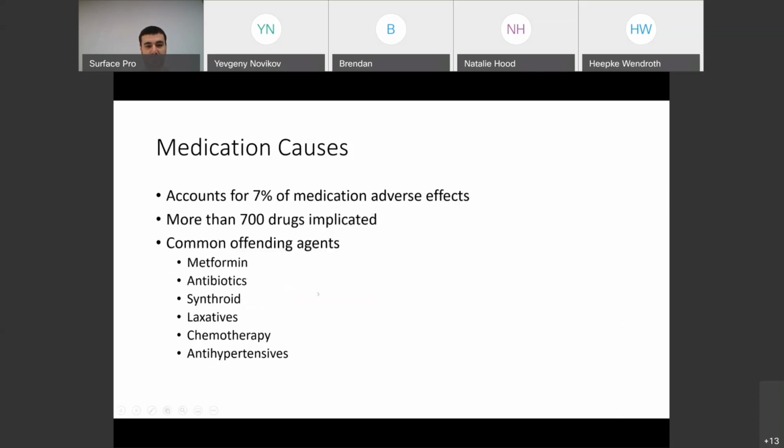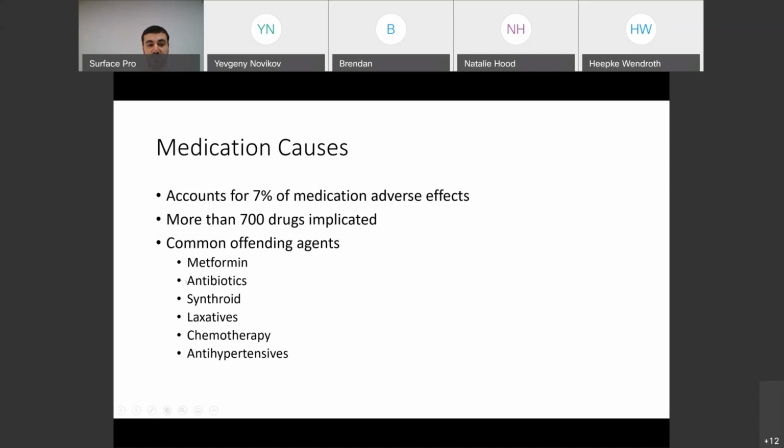And then medication causes. Another very important category, it accounts for 7% of medication adverse effects, and more than 700 drugs are implicated. If you've rotated at the VA in the clinic over there, you know that metformin is a very common offender. And if you've worked with Dr. Wiesner, you know that he's going to stop metformin and see what happens first, before he even starts a workup for chronic diarrhea. And he's had good success with that.